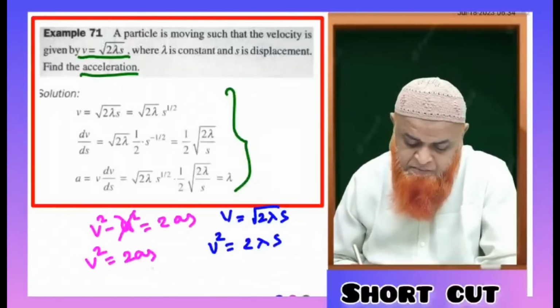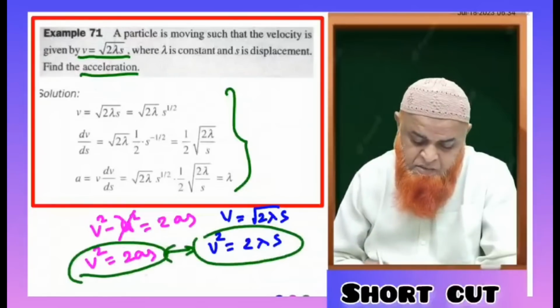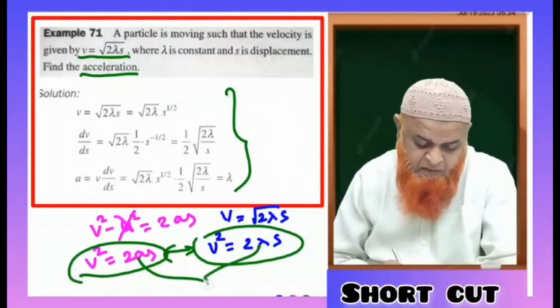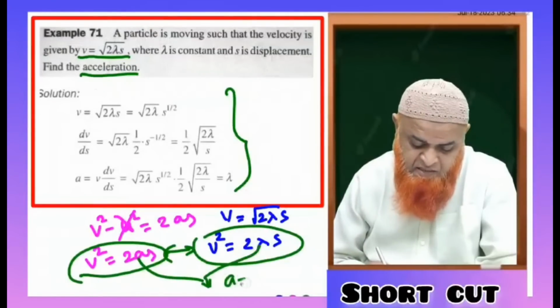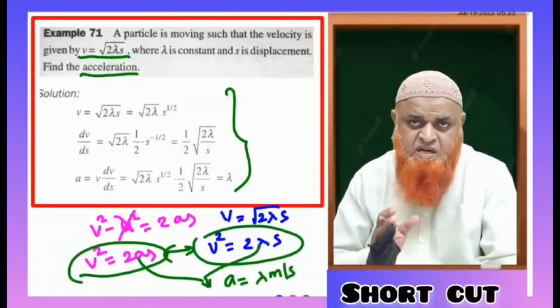It's very simple now. You can just compare these two equations and you can write acceleration. Acceleration a is equal to lambda meters per second squared, instead of going for the differentiation or integration method.